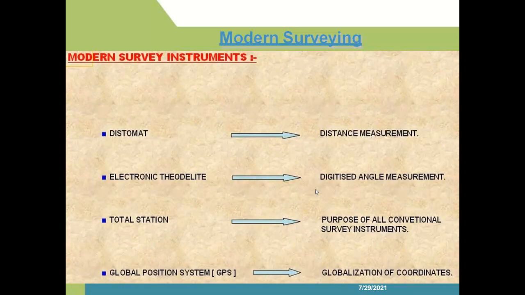So in the DISTOMAT, it also identifies the distance measurement. And the electronic theodolite is used to identify the angle measurement, but in the digital mode. Next one is the total station. The total station is used for all these kinds of steps. It is termed as electronic theodolite plus EDM. It is called the total station.